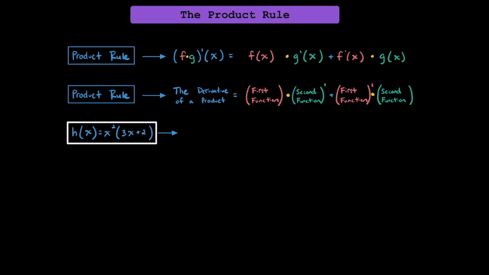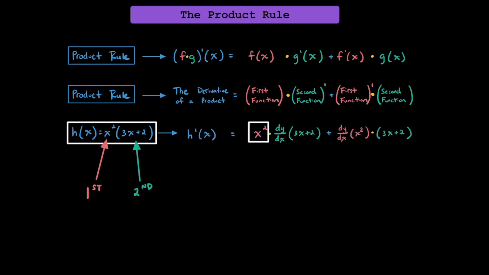Here's an example of a function that we would use the product rule for finding the derivative. X squared would be considered our first function, or f of x, and this 3x plus 2 would be considered our second function, or our g of x. This is our first function. This represents the derivative of the second function. This will be the derivative of the first function, and this is the second function.